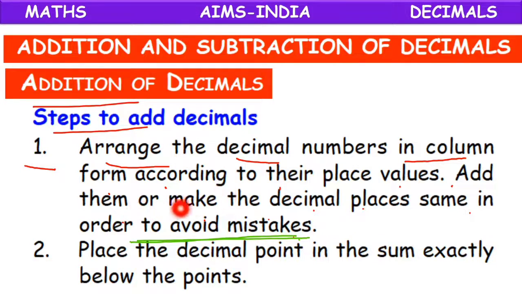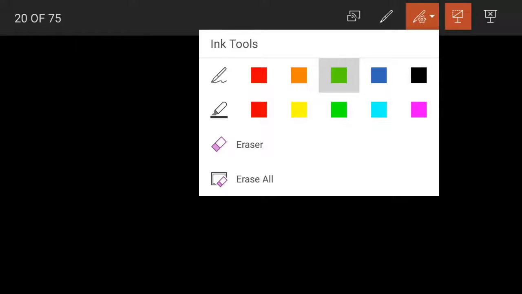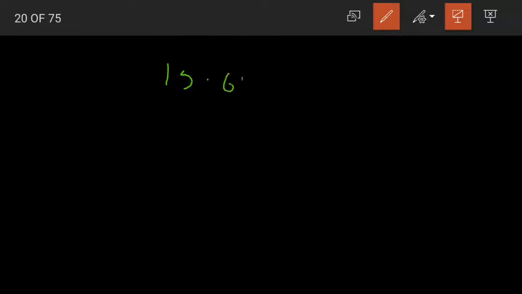And also, what are they saying? Or make the decimal places same. Make the decimal places same. 15.60 and 21.8. See, in 15.60 we have two decimal places, but in 21.8 we have only one decimal place. So what are they saying? You can also make the decimal places same. One more decimal place can be added. How? By writing 0. Yes, children, we learnt about writing zeros in decimal places.